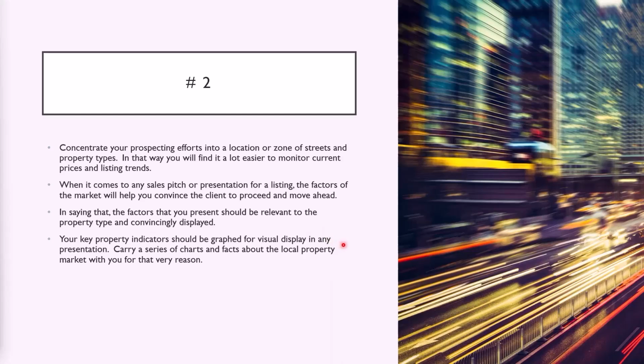So your key indicators should be graphed for visual display in any presentation. Carry a series of charts and facts about the local property market with you for that very reason. And you can store that information in the cloud on Dropbox or OneDrive, something like that. So you can draw on it on your mobile phone or your tablet or your computer at any time.